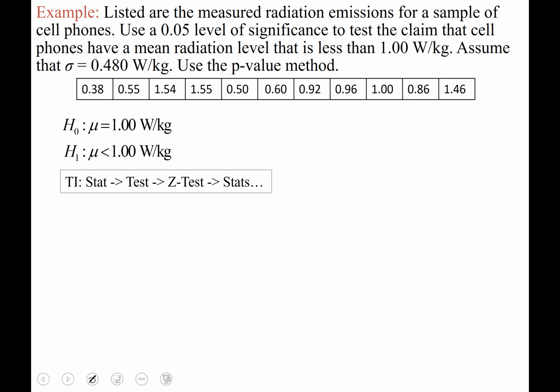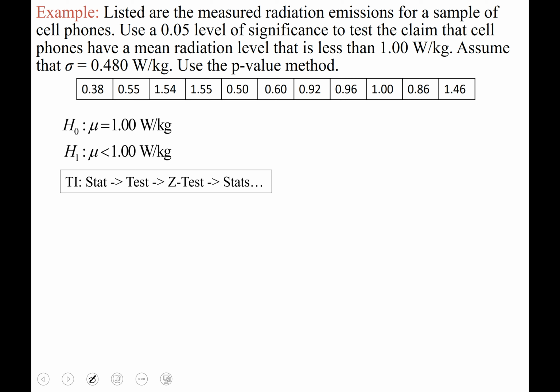Sigma, mine has a 26 right there, that auto-populated from an old question. Make sure your sigma is typed in as 0.480. L sub 1 still contains my data from the last example. If you're coming back to this video late and your data is no longer in L sub 1, then you need to put it there right now.